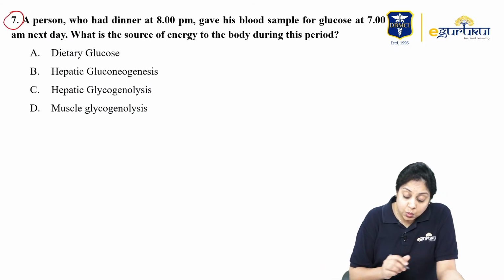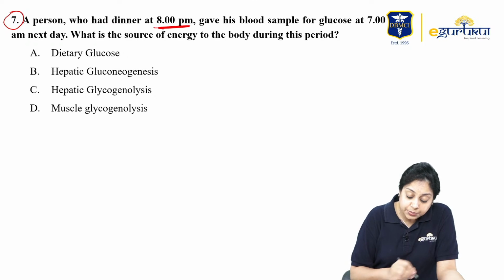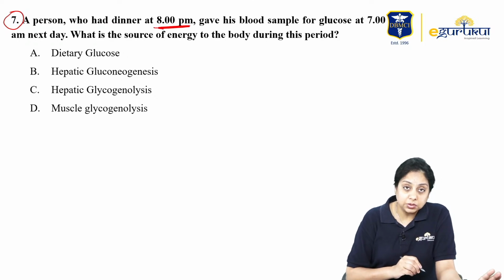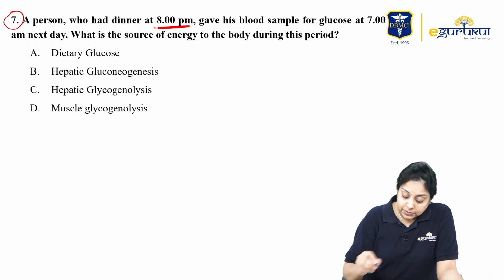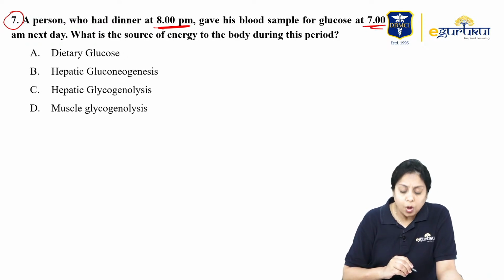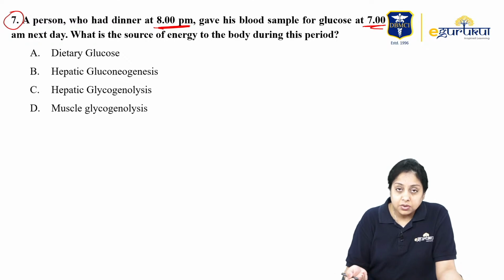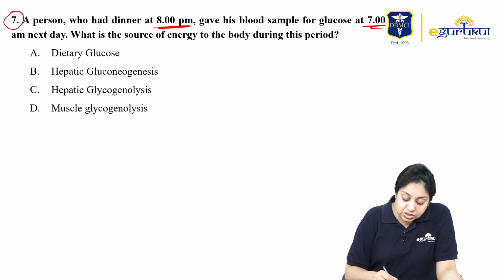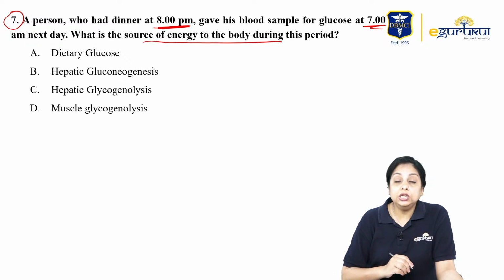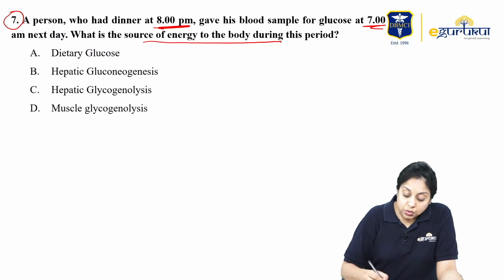Now next question. Question number 7. A person who had dinner at 8 p.m., right? At 8 at night he had the dinner, and gave his blood sample for glucose at 7 a.m., almost after 11 hours. What is the source of energy to the body during this period? So 11 hours is the gap.